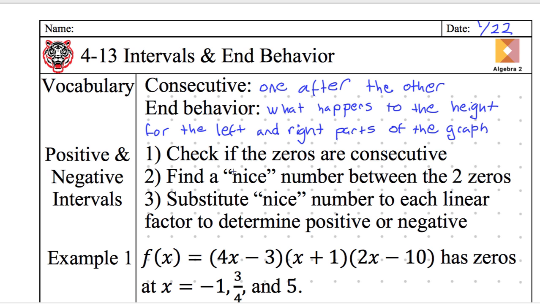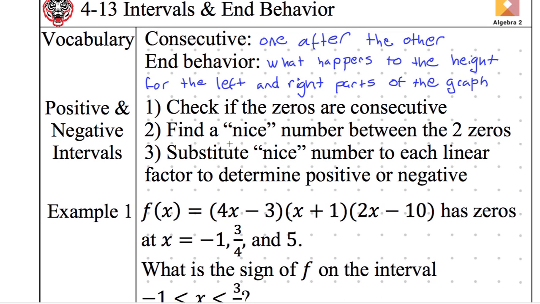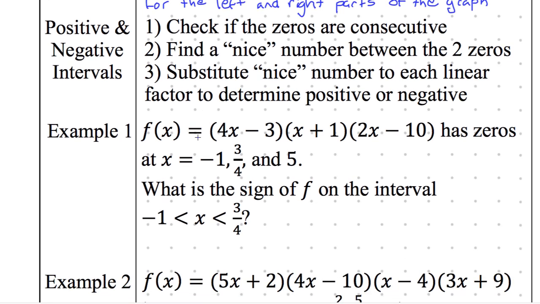All right, so next thing is to find a nice number in between the two zeros. So if they are consecutive, which they most of the time will be, find a nice number in between the two zeros. And then substitute that nice number into each linear factor. So I'm going to do these steps on example 1. You're going to help me out, and then you're definitely going to be doing example 2 for us.